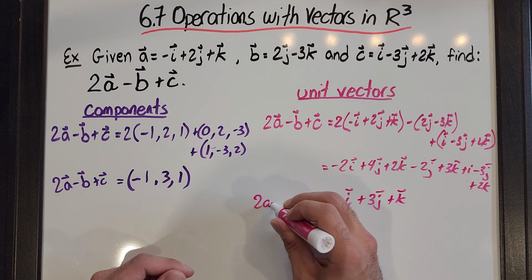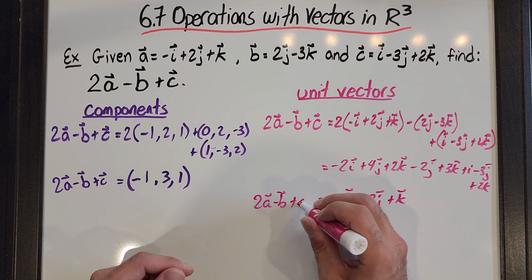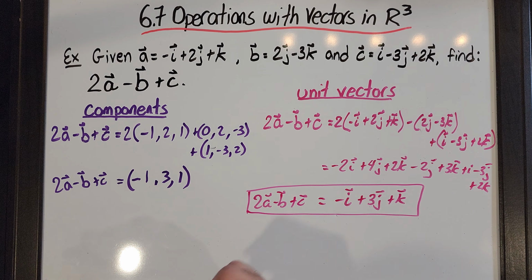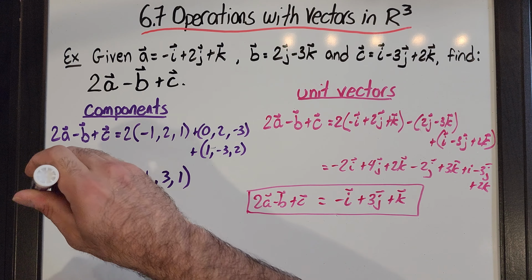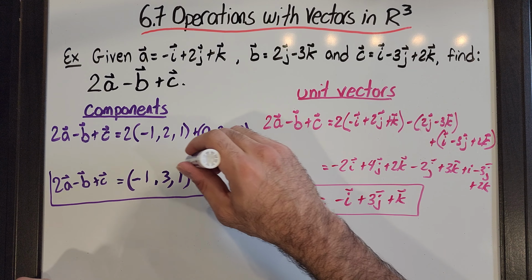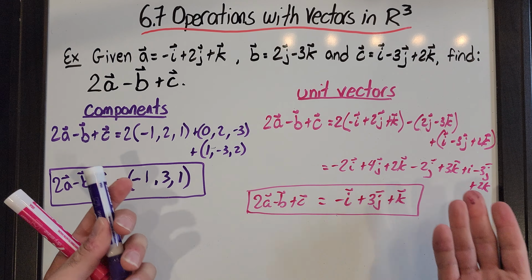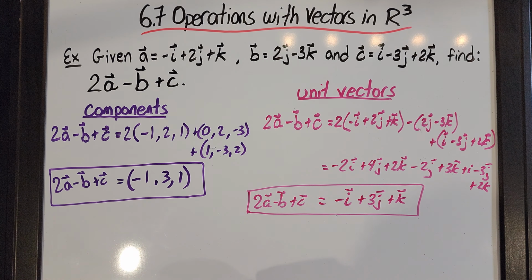And I'm going to say that 2 vector a minus b plus c is equal to the same thing in component form on this side. It's like grade 9 math. So easy. Which one would you use?